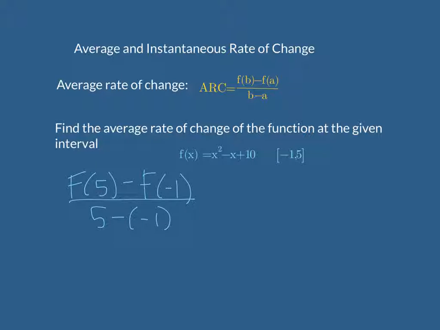So first, we should find f of 5. If I plug 5 in, I get 25 minus 5 is 20, plus 10 is 30. And if I plug -1 in, I get -1 squared is 1, minus -1 is 2, plus 10 is 12, so it's 30 minus 12, which is 18. And then 5 minus -1 is 6. And 18 divided by 6 will be 3. So the average rate of change of that function on the interval is equal to 3.